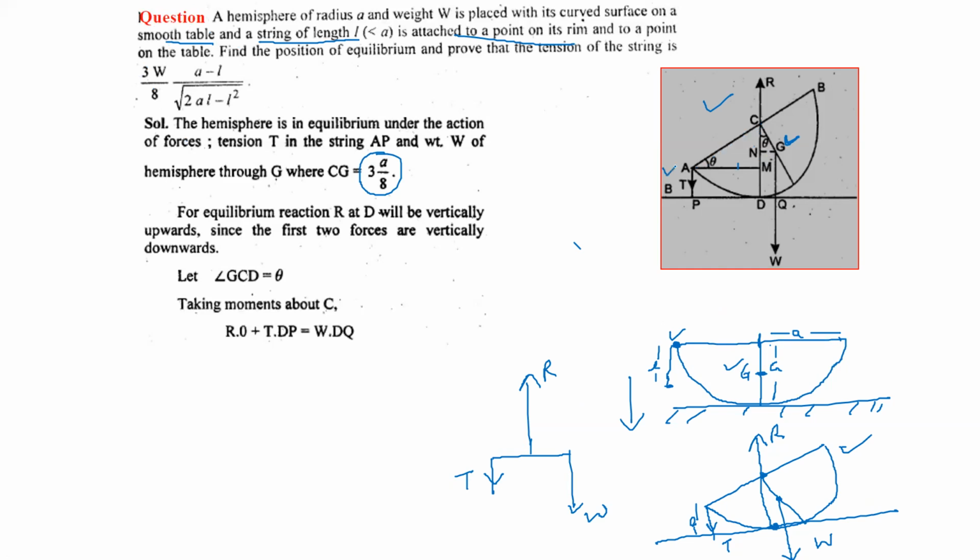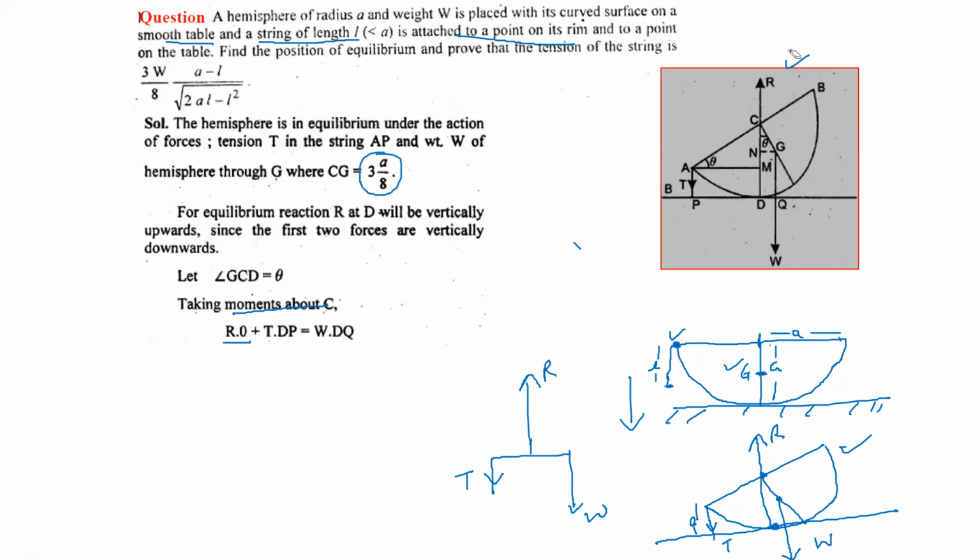If you want to calculate the value of T, then it is comfortable to take the moments about C, because R should not be in the picture. R is not given in the question, and R we have supposed, so that's why we have to eliminate it from the question. So it is comfortable to take the moments about C, so that R should not be in the picture. So when we take the moments about C, R into 0, and for T we need to calculate the distance of the tension force T from the point C, the perpendicular distance.